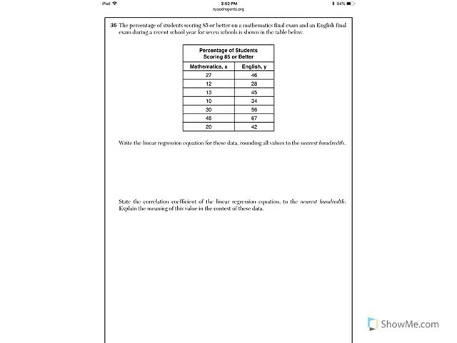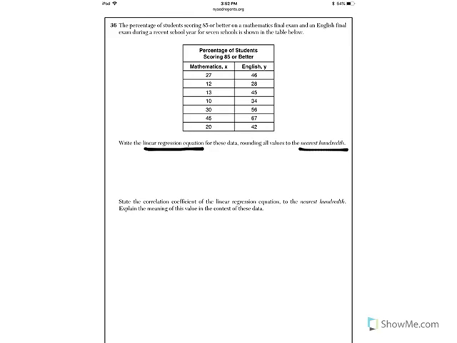Question 36 says that the percentage of students scoring 85 or better on a mathematics final exam and an English final exam during a recent school year for 7 schools is shown below in the table. And we need to write the linear regression equation for these data, rounding all values to the nearest hundredth.